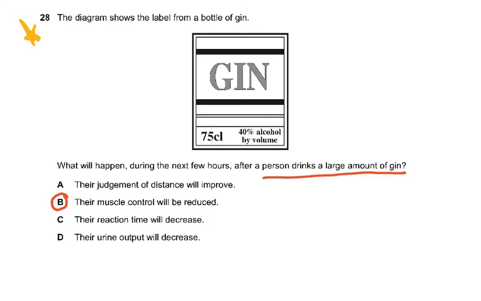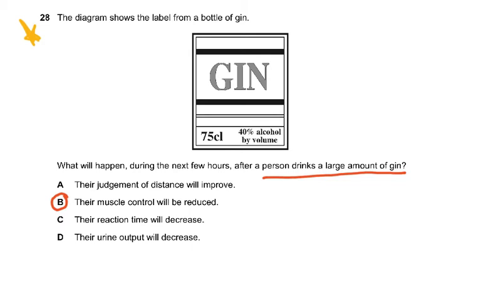So their judgment of distance will improve, and their reaction time will decrease. That means it will take less time to react to a situation. Now think what happens when people are drunk. There are drunk driving accidents. Say it takes them 10 seconds to react and apply the brakes. Now it's going to take 11 seconds for them to apply the brake, and they're going to hit that person. The person is going to be either injured or killed.